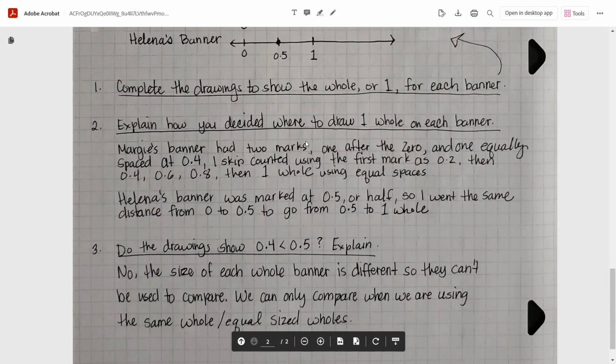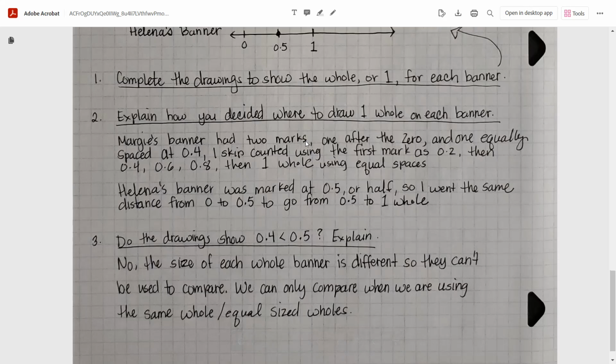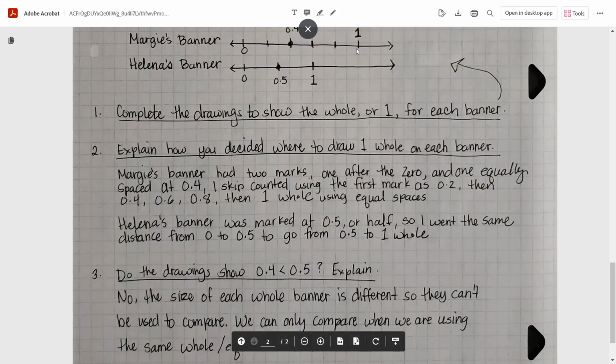Number 3, do the drawings show that 0.4 is less than 0.5? Explain. Now here we're going to say no, because if you're looking at these, they are not equal sized parts. So remember, if you're not working with equal sized parts, you cannot compare them. Same thing like when we were working with fractions, if you don't have a common denominator, you can't compare them. So we can only compare when we're using the same whole or equal sized wholes and parts.